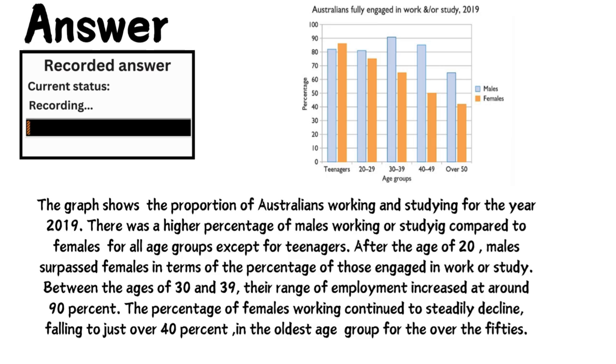The graph shows the proportion of Australians working and studying for the year 2019. There was a higher percentage of males working or studying compared to females for all age groups except for teenagers. After the age of 20, males surpassed females in terms of the percentage of those engaged in work or study. Between the ages of 30 and 39, their range of employment increased by around 90%. The percentage of females working continued to steadily decline, falling to just over 40% in the oldest age group, the over 50s.